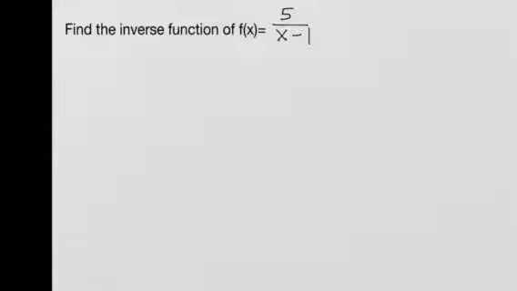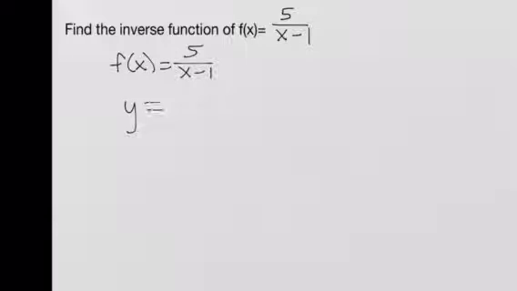The question asks you to find the inverse function of the function given, f of x equals 5 over x minus 1. Remember, our steps are to take the given function f of x equals 5 divided by x minus 1, change f of x to a y, so y equals 5 divided by x minus 1, then swap x and y. So your y becomes an x and your x becomes a y.